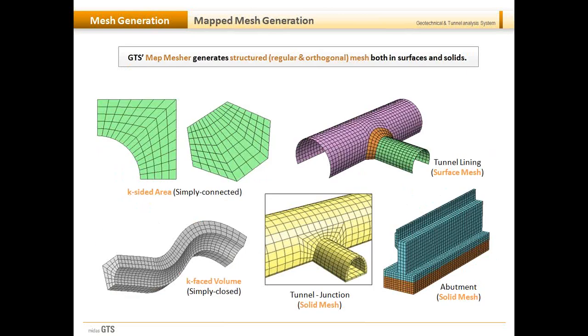In the map mesh feature, we can generate a structured mesh for planar shapes, and the second figure represents a tunnel lining. And also we can generate a structured mesh with orthogonal elements for a bounded volume.